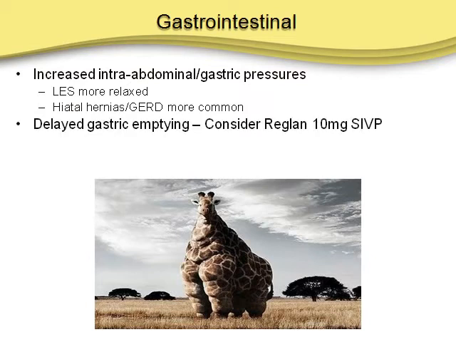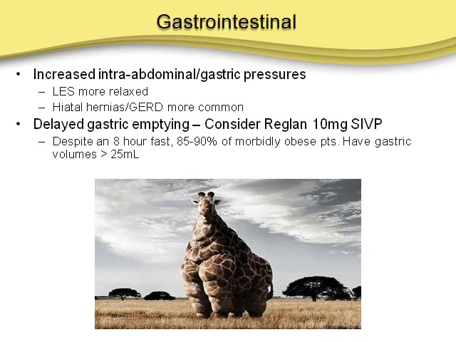A positive correlation exists between obesity and frequent gastroesophageal reflux symptoms and esophageal erosions. The combination of hiatal hernia, gastroesophageal reflux, and delayed gastric emptying, coupled with increased intra-abdominal pressure and a high volume, low pH gastric content, puts the obese at risk for increased incidence of severe pneumonitis should aspiration occur. The volume and acidity of gastric contents is often increased, and as stated earlier, intubation might be difficult. Despite an 8-hour fast, 85 to 90% of morbidly obese patients have gastric volumes greater than 25 mils, increasing their risk for pulmonary aspiration.